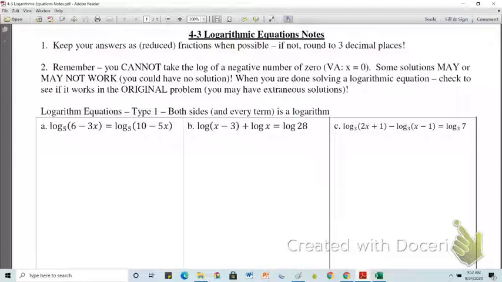Just like yesterday, we are going to divide our sections into 2 types. Type 1 is both sides and every single term in the equation is a logarithm. Let's look at those.